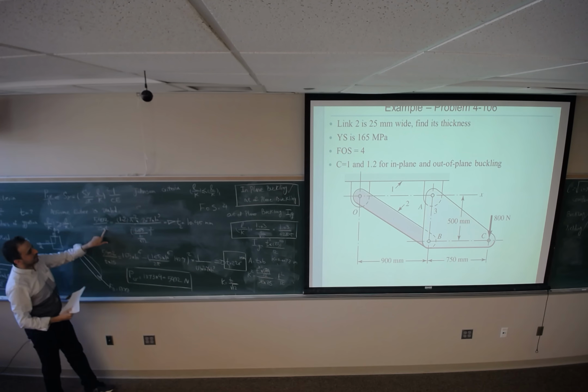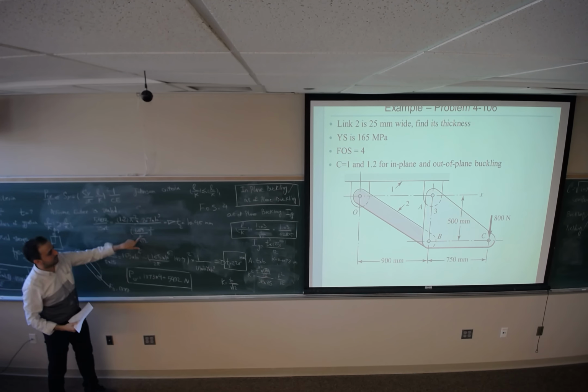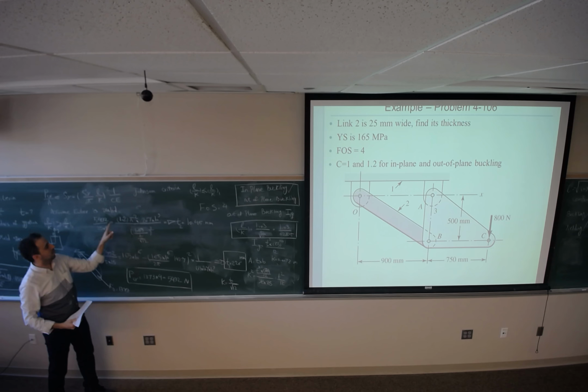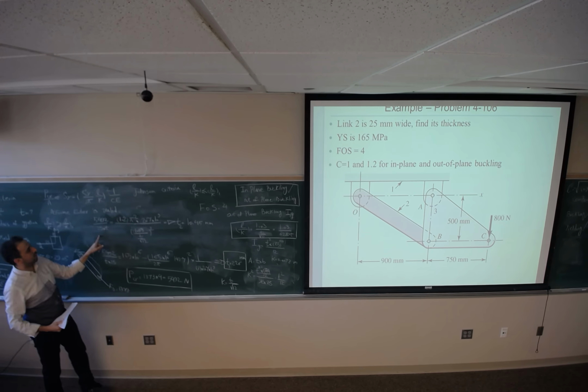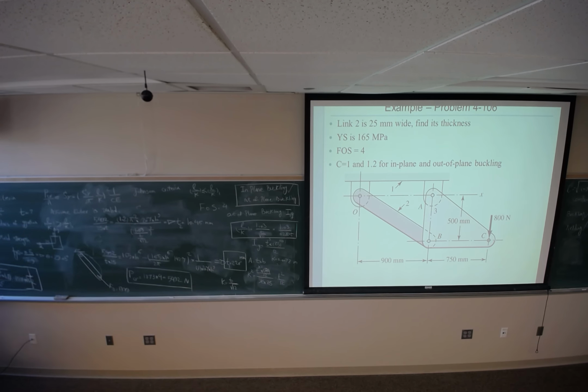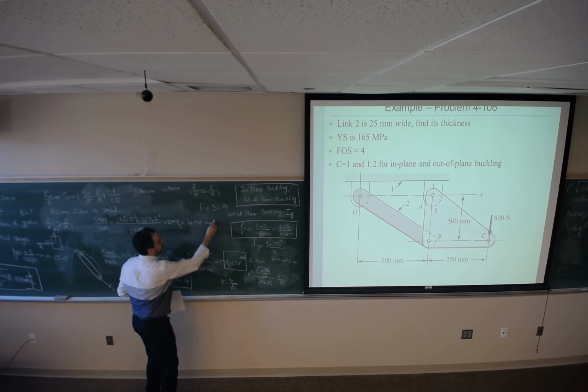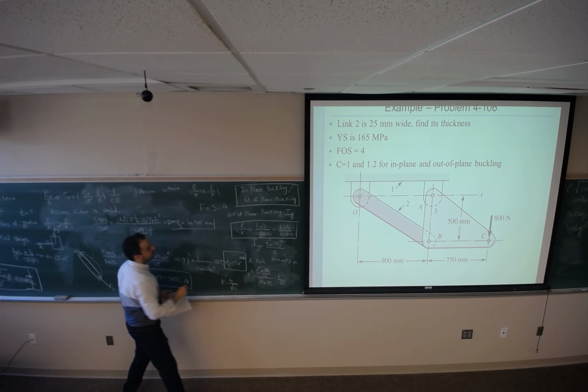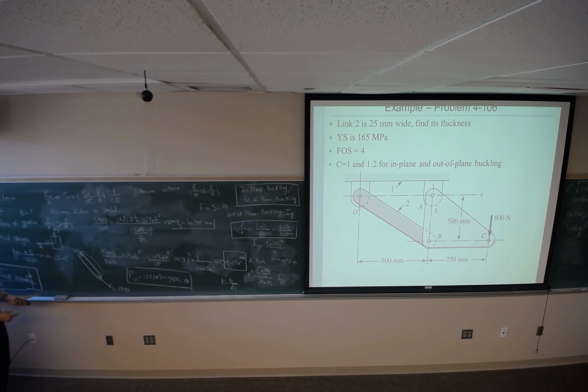I have one T here. If this T squared goes up and you multiply by this, you will get T cubed, and you can find the value for T. It's going to be 10.45 millimeter. So T1 was 2.26, T2 is 10.45. We are done with the buckling.